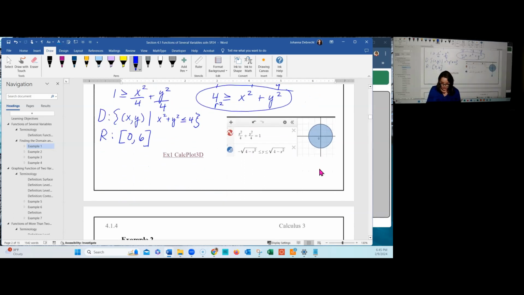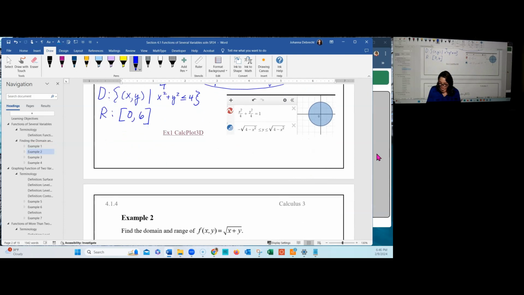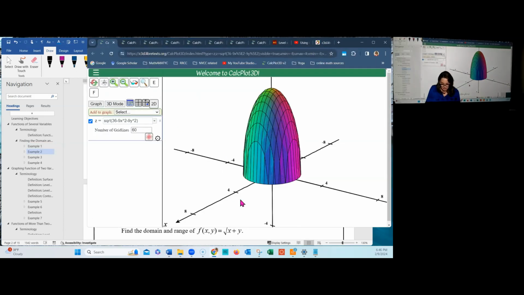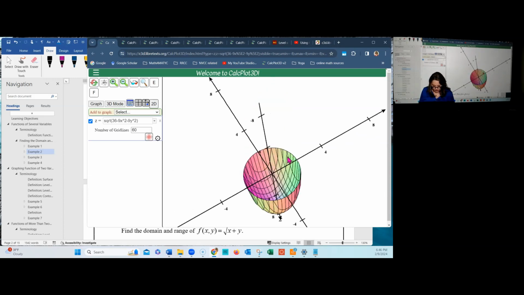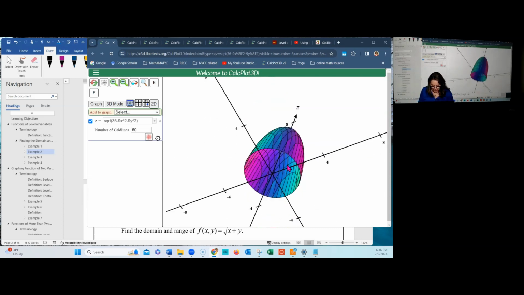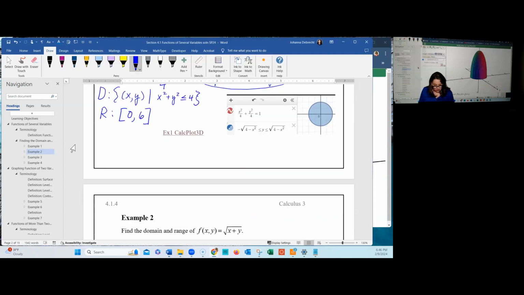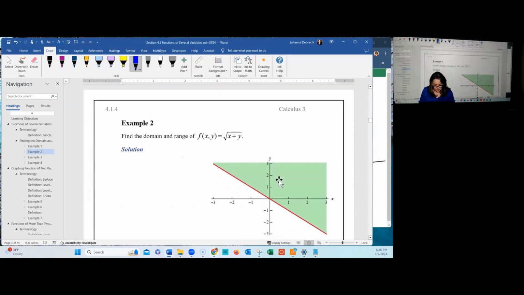Let's now take a look at the next example. Well, before I do that, let's take a look at this out on Calcplot 3D. This is what that particular function looks like. It's the upper part of this. So when we're looking at this right here, you can see the upper part. It looks sort of like half of an ellipsoid or circular ellipsoid. All right. So now let's take a look at example 2.